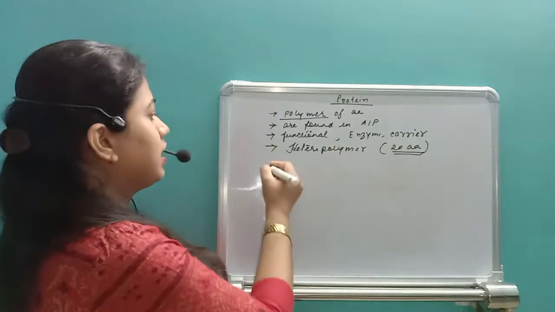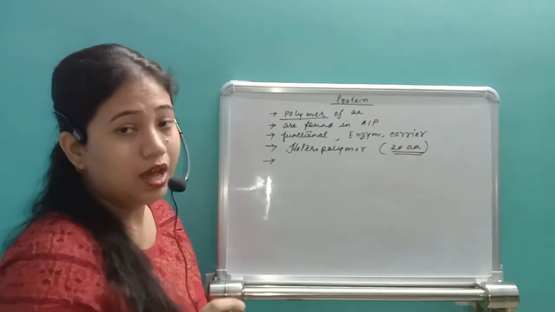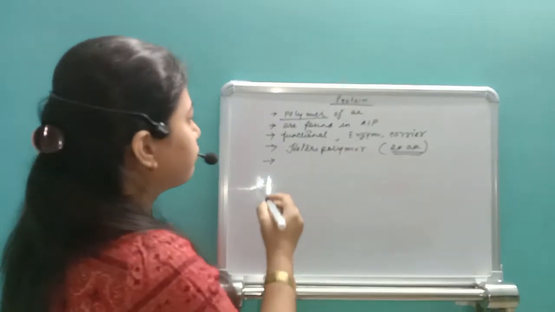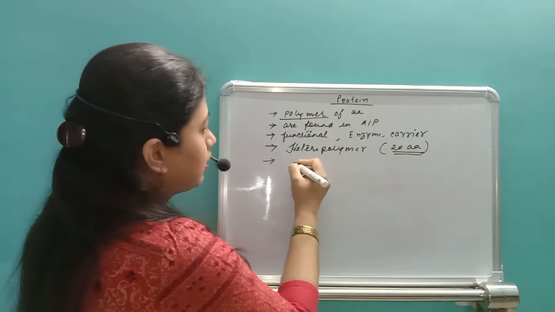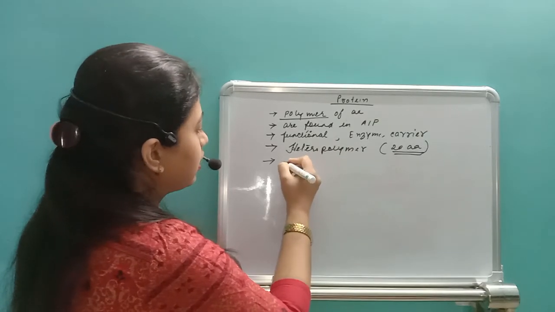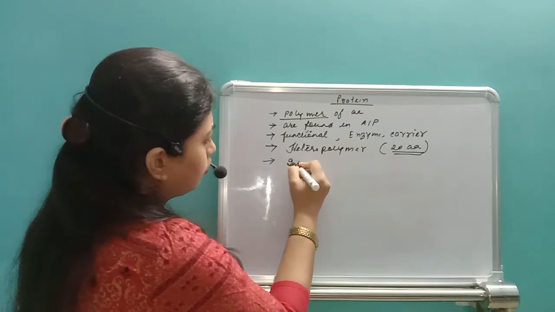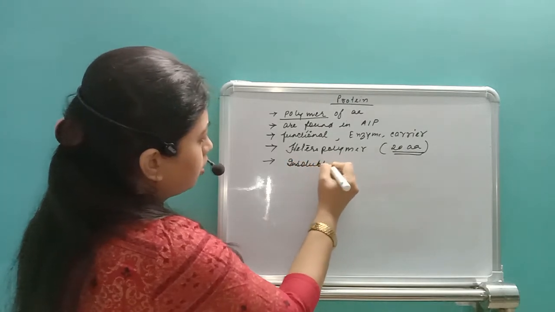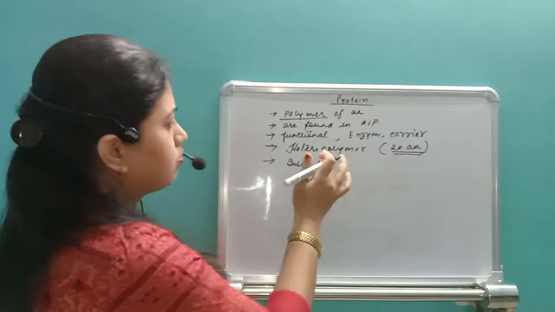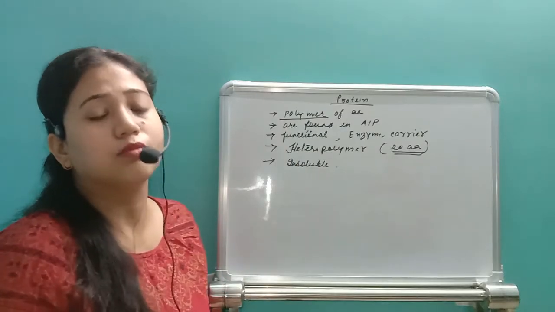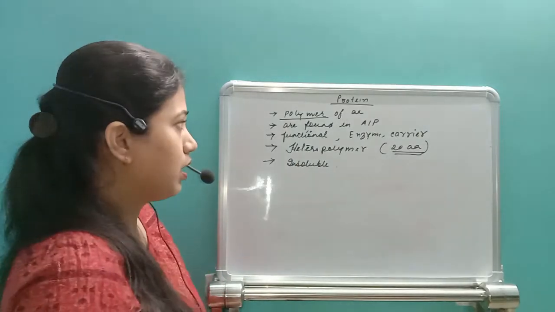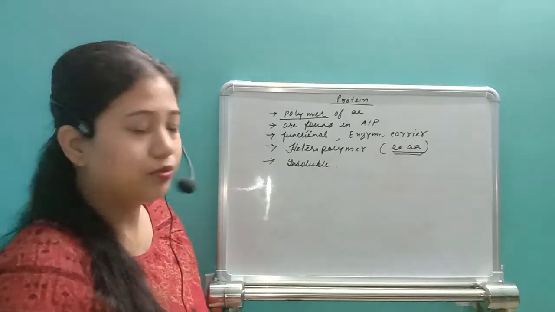Now the next thing, proteins have another very important character. It is a heteropolymer, as I already told you, and it is normally insoluble in water because it is an acid insoluble structure. It is found in the acid insoluble pool.